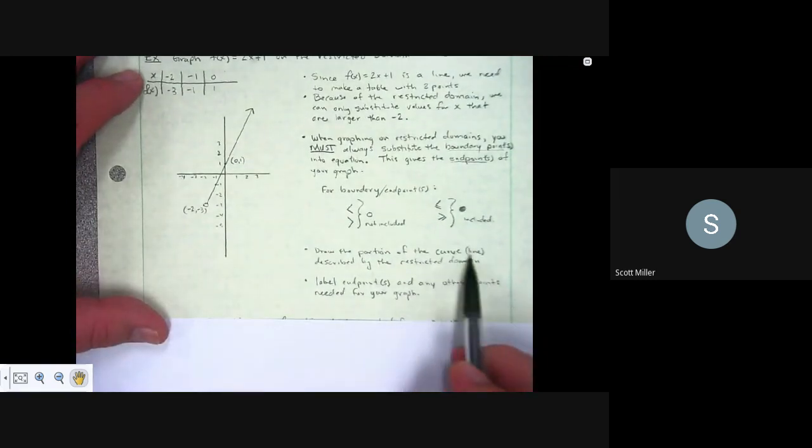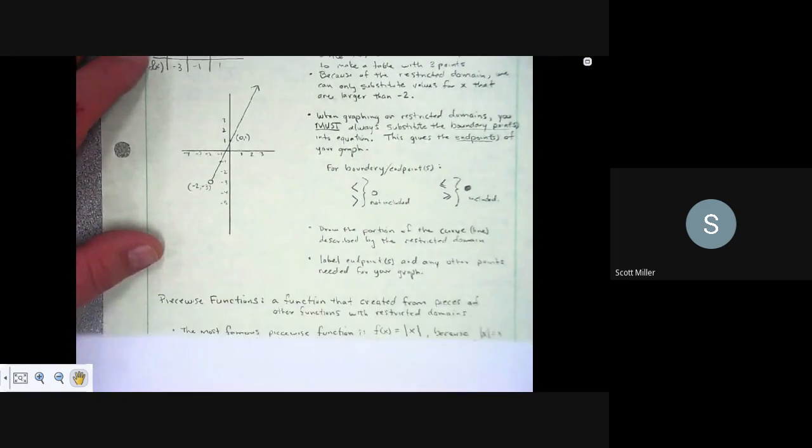You want to be very careful here. You want to draw the portion of the curve or line that's described by the restricted domain. Don't draw the wrong one. Make sure you label your endpoint or endpoints if there's more than one, and any other points you need to draw the graph. Once I have this concept of what a restricted domain graph looks like, then I can talk about this thing called a piecewise function.